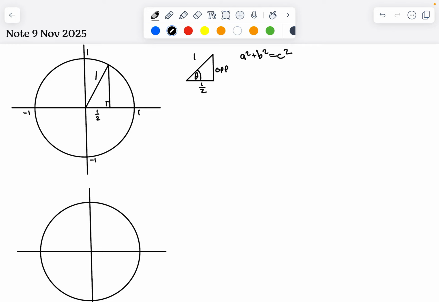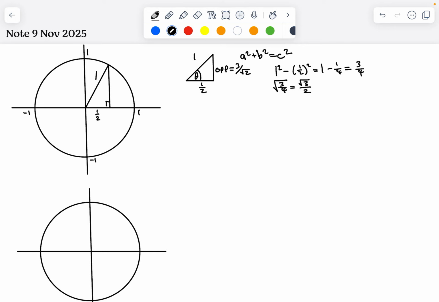Well, if we want to find out how long the opposite side is, we do 1 squared minus 1/2 squared, which is 1 minus a quarter, which is 3/4, and that's my b squared. And then I take the square root of 3/4, which is the square root of 3 over 2. And that is my opposite side. Right, now let's think about sine and cos.